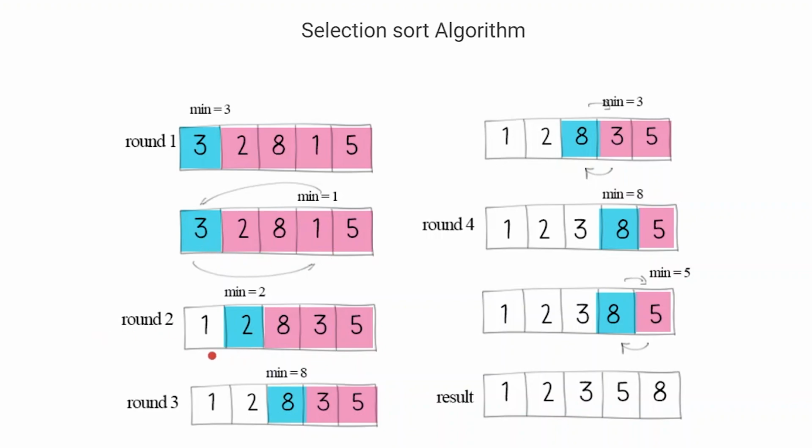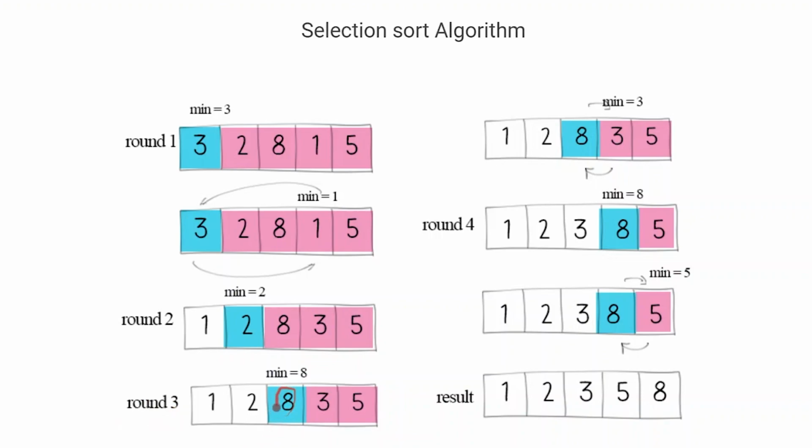So in round 2 you can see we have swapped the value. 1 is coming to the first element. In round 2, the index will start from here. Let's assume the minimum index is 2 and we need to compare with the rest of the elements. The next element is 8, which is greater than 2, so this is not a minimum element, and likewise 3 and 5. So there is no smaller element when we compare with 2, so we can keep the value of 2 as the minimum index.